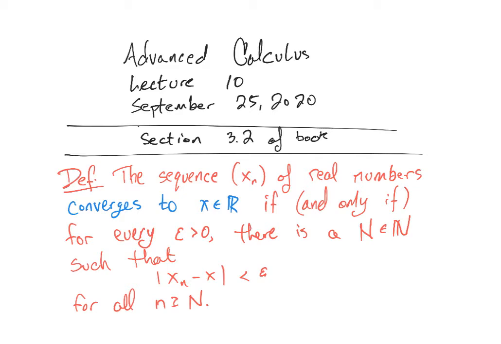The key with this definition is the quantifiers. For every epsilon, there is an N. So, we're given the epsilon. In fact, all of our limit proofs are going to start with, let epsilon greater than 0 be given. And we have to find the capital N that gets the terms of our sequence within that epsilon of the proposed limit. Okay?